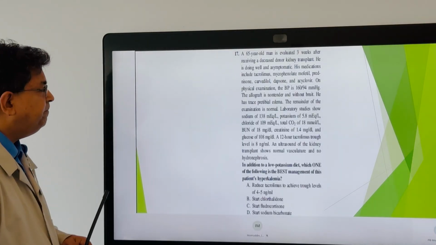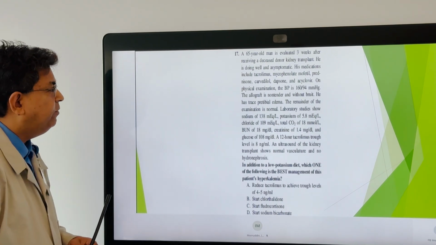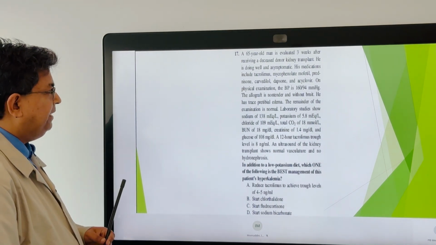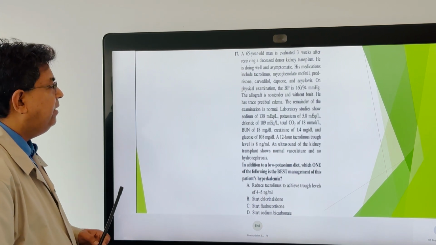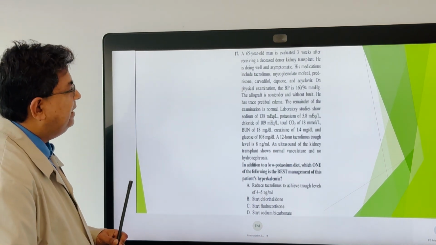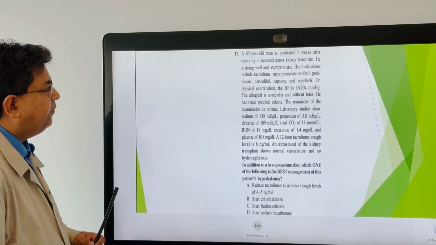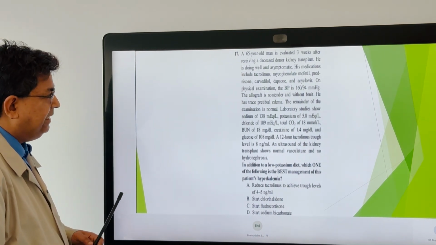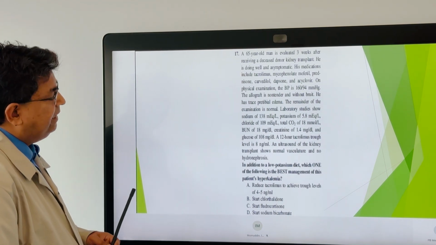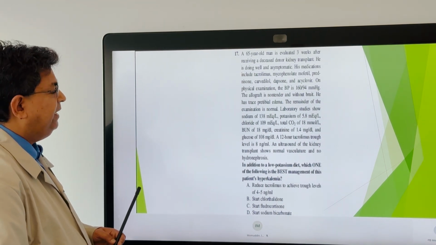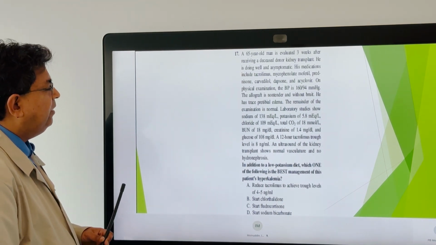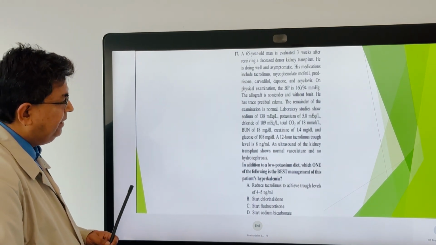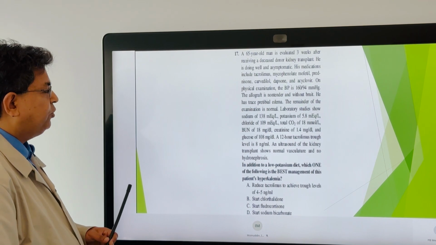Time for a question. A 65-year-old man is evaluated 3 weeks after receiving a deceased donor kidney transplant. He's doing well and is asymptomatic. His medications include tacrolimus, mycophenolate mofetil, prednisone, carvedilol, dapsone, and acyclovir. On physical examination, the blood pressure is 160/94 millimeters of mercury. The allograft is non-tender and without bruit. He has trace pretibial edema. The remainder of the examination is normal.